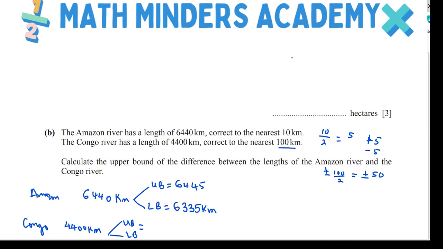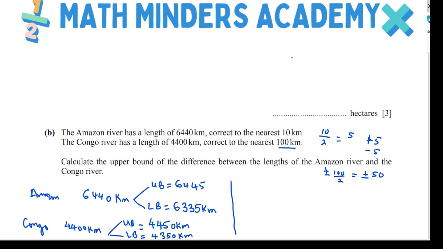So for the upper bound of the length of this Congo River, we are going to add 50 to 4,400, and that gives us 4,450 kilometers. And for the lower bound of the length of Congo River, we are going to subtract 50 from 4,400, and that gives us 4,350 kilometers. All right.